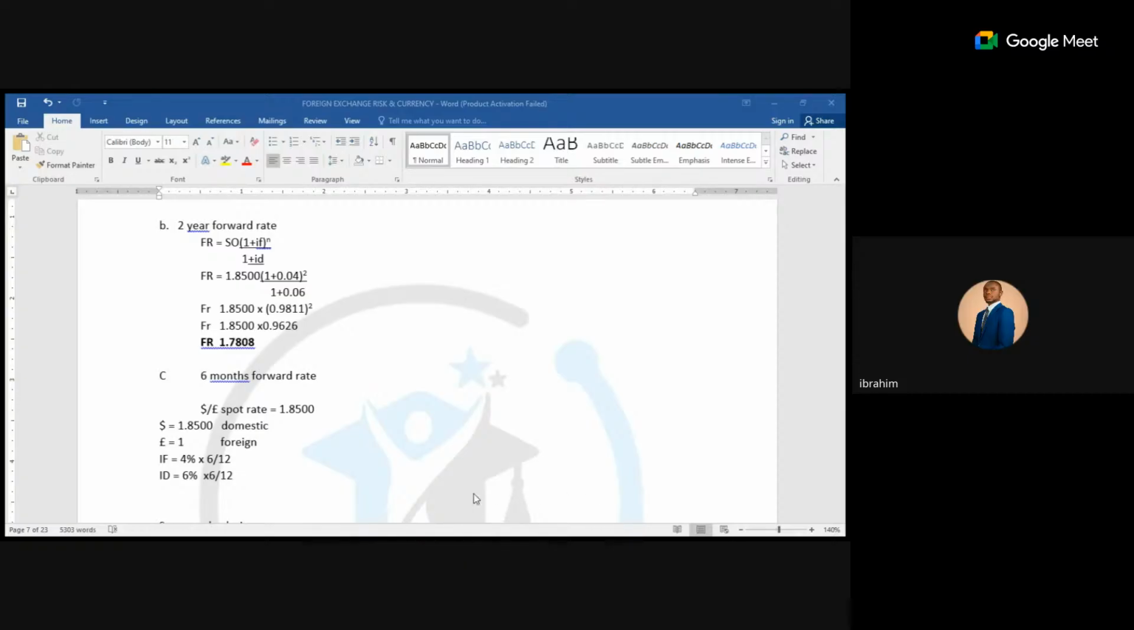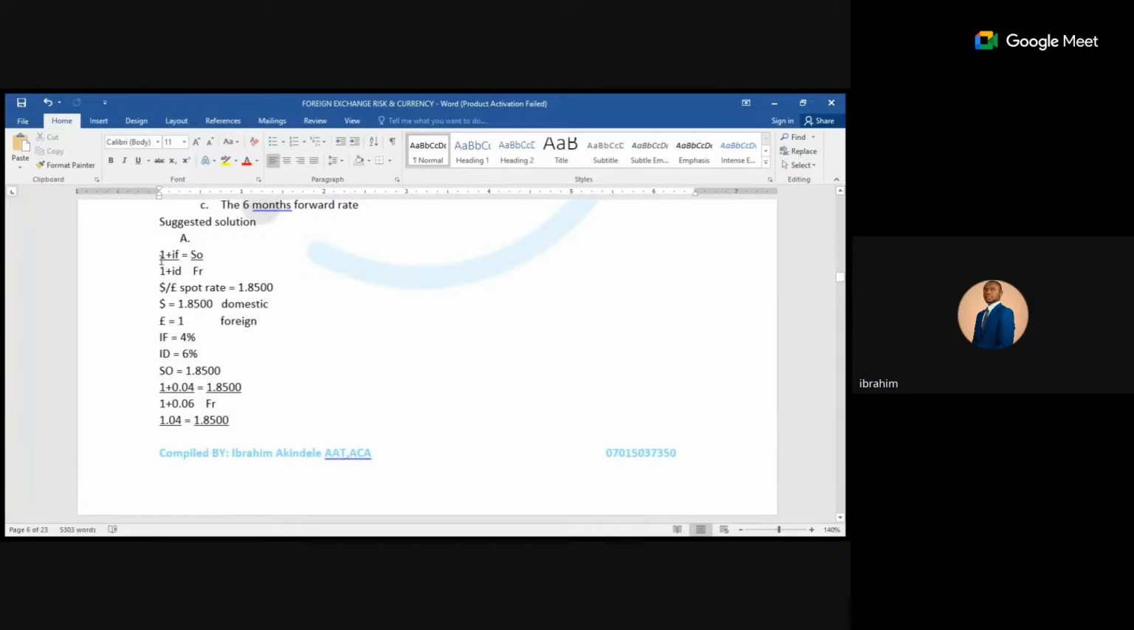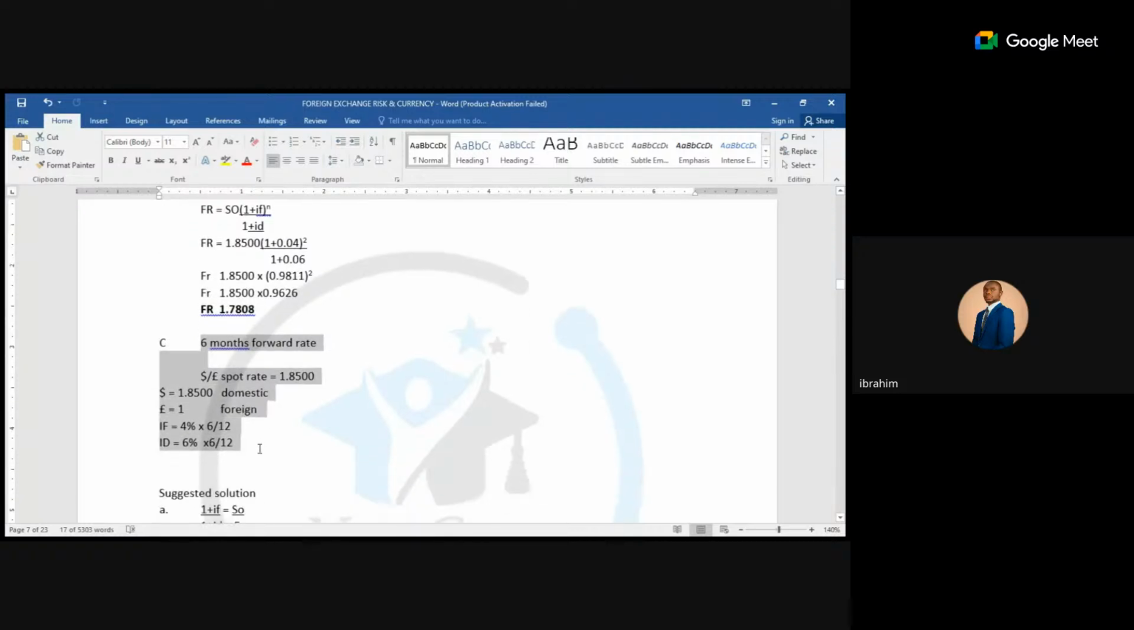Okay, that's fine. Now, you can see that the first one, let me explain this again. The first one is just for 1 year. The second one is for 2 years. The third one is for 6 months. Because it is for 6 months, the inflation is for a year, and we're told to determine the 6 months. We have to multiply it by 6, divide it by 12. The first one, when you multiply it by 12, divide it by 12, you still have the same thing. Is that not so?